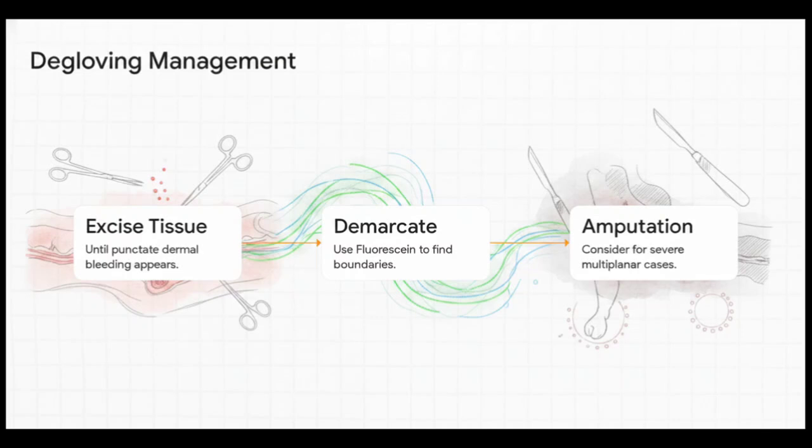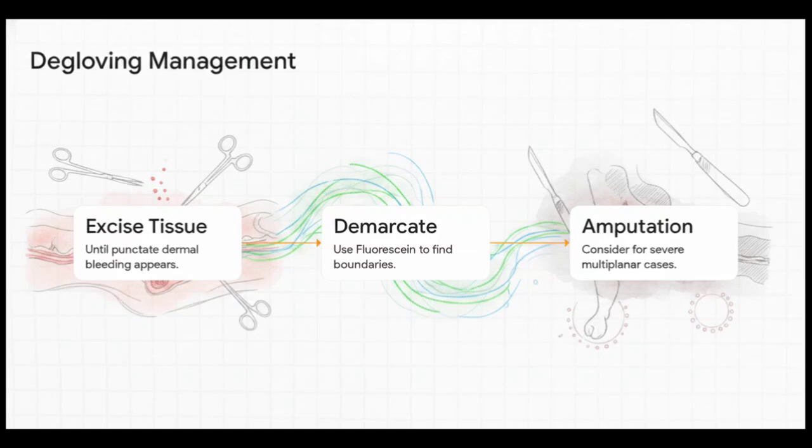Managing these degloving injuries relies on a super strict three-step protocol, mainly because tissue viability is notoriously tough to judge. Step 1. Surgeons have to serially excise the compromised tissue until punctate dermal bleeding appears. Basically, that bleeding is your proof that the tissue still has a blood supply.